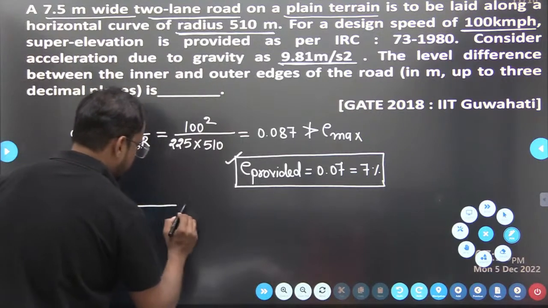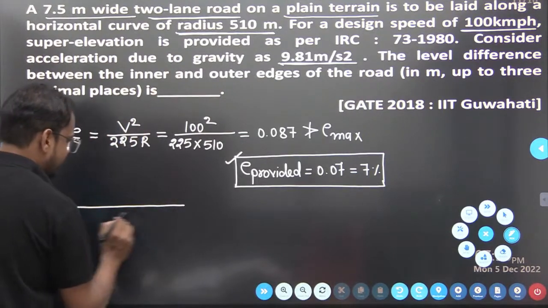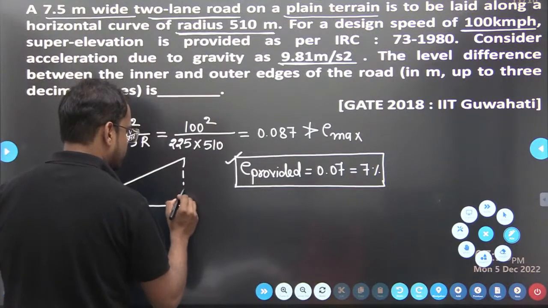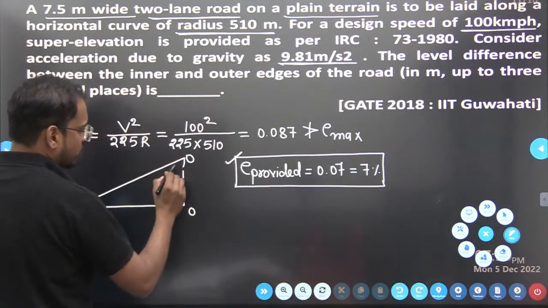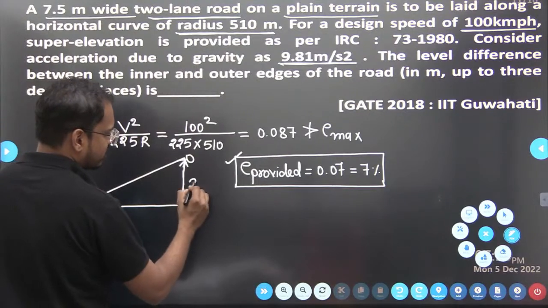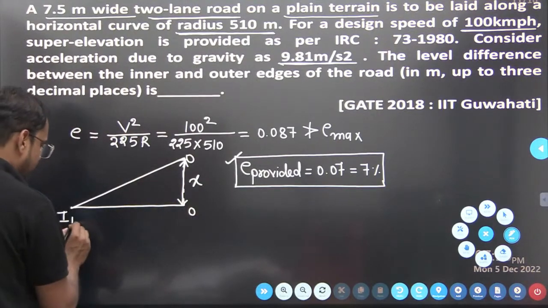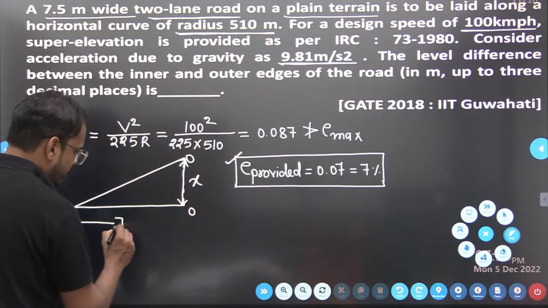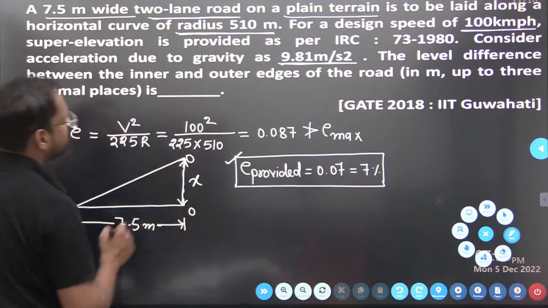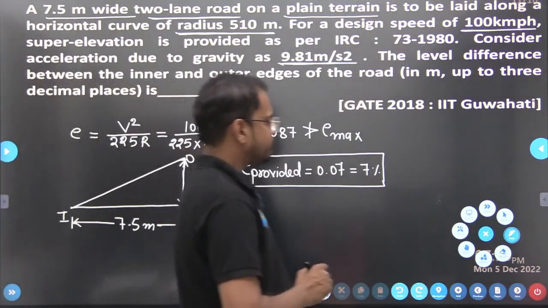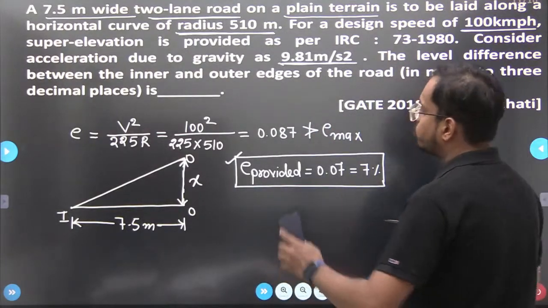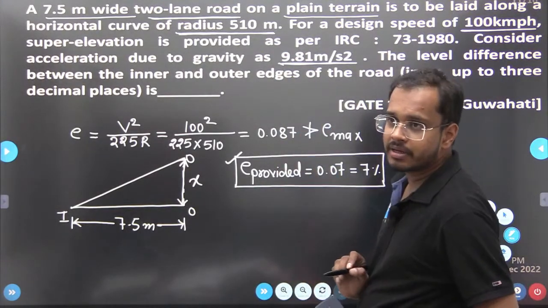We already know that suppose it is a road, this is our inner edge and this is our outer edge, like this. So the question is, what is this level difference? I will consider this level difference equal to X. And the width is also given, equal to 7.5 meter. It is the value of width. We already know that the width becomes equal to W plus We, but radius is greater than 300 meter.